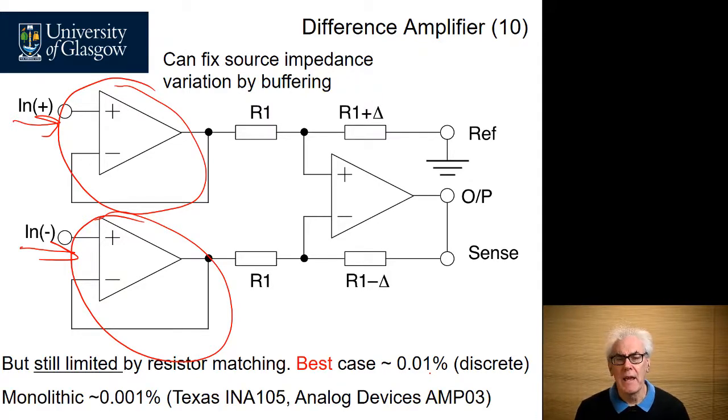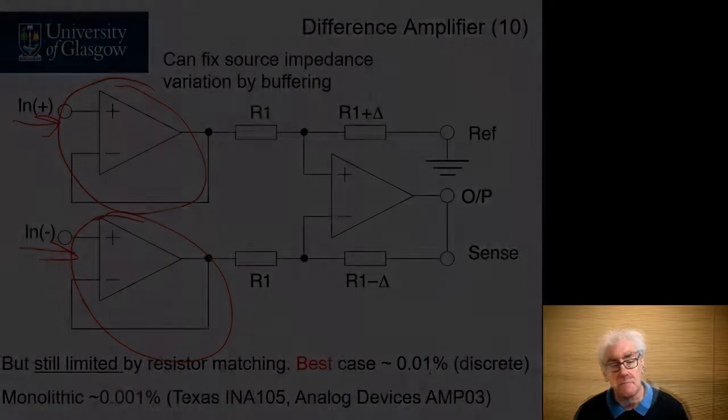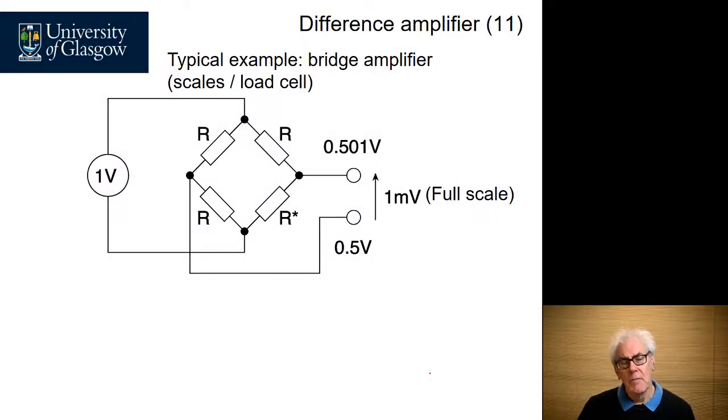Whereas if you buy a monolithic solution, i.e. one that's been manufactured on a single substrate, be it silicon or ceramic, such as the Texas Instruments 105 or Analog Devices AMP03, you can actually get approximately 10 times better performance, because they can control the temperature and the tolerance of all the resistors on their substrate. That sounds pretty good, but let's look at how it performs when you actually apply it to a circuit.